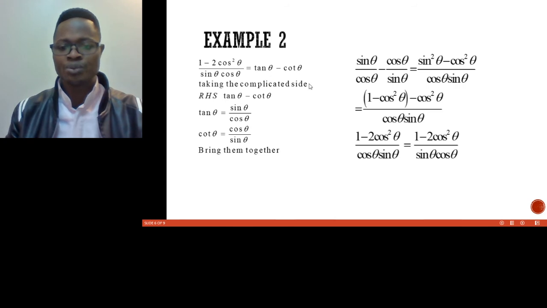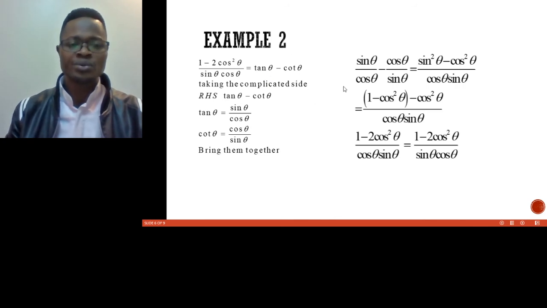And this is how we prove a trigonometric identity. Let us still consider the third example.